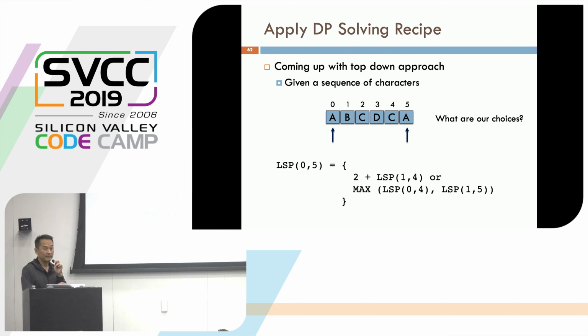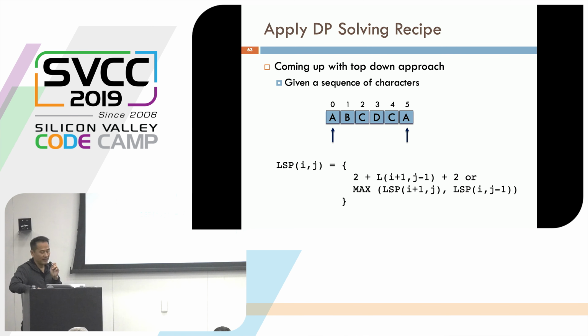Okay, so once you have this, you are 75% home. You just have to translate to a more general formula. So we're representing I and J. If they match, then 2 plus LSP of I plus 1, J minus 1. Oh, I have the same mistake there. Or the max of LSP of I plus 1, comma J, or I, comma J minus 1.